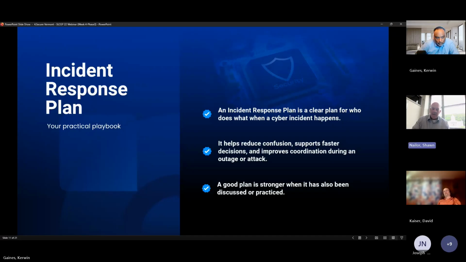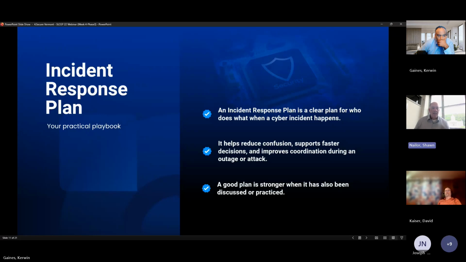The other is that in the last bullet, a good plan is stronger when it has been discussed or practiced. If you do an assessment with us, we'll start asking about things like tabletop exercises. Think about them as sitting around a conference room and going through a simulation to ensure that people understand what their roles and responsibilities are, kind of stress test it, make sure people know what their responsibility is.